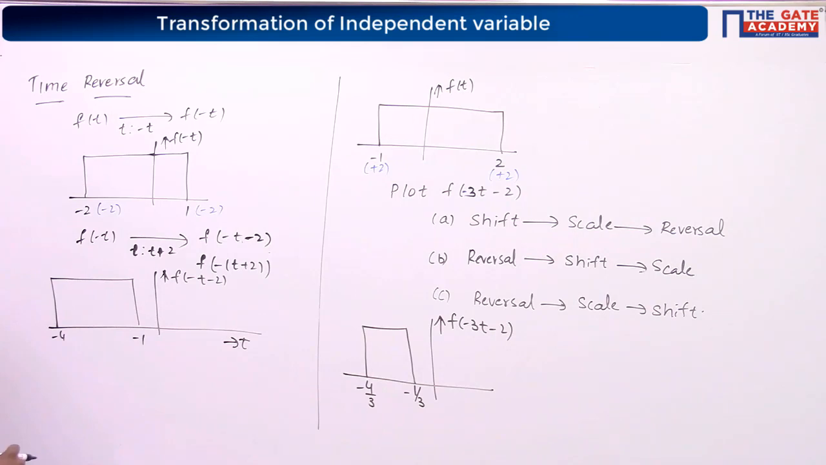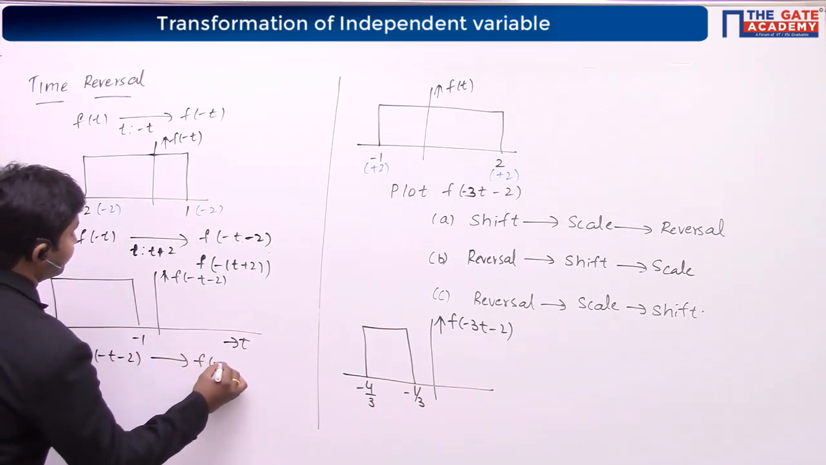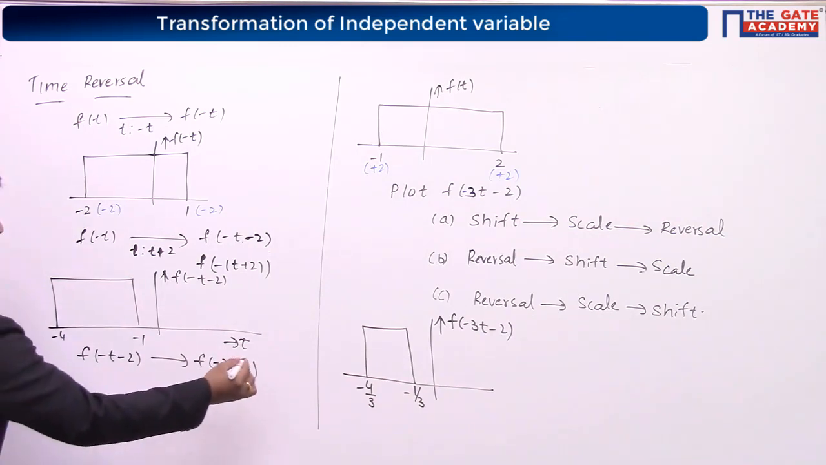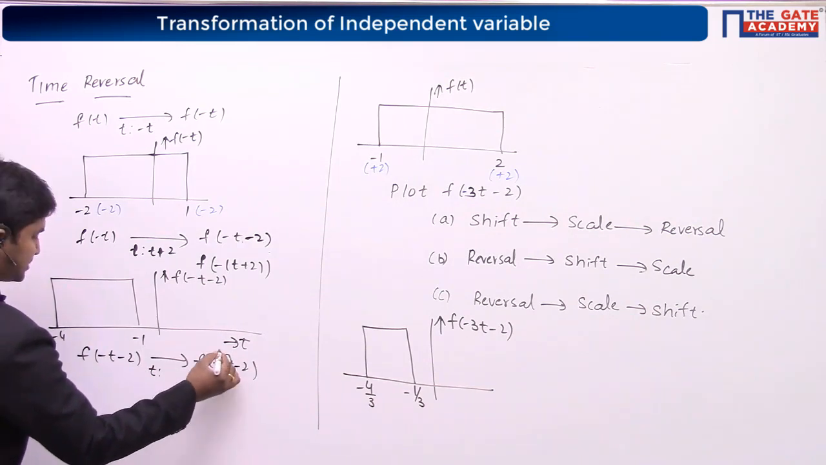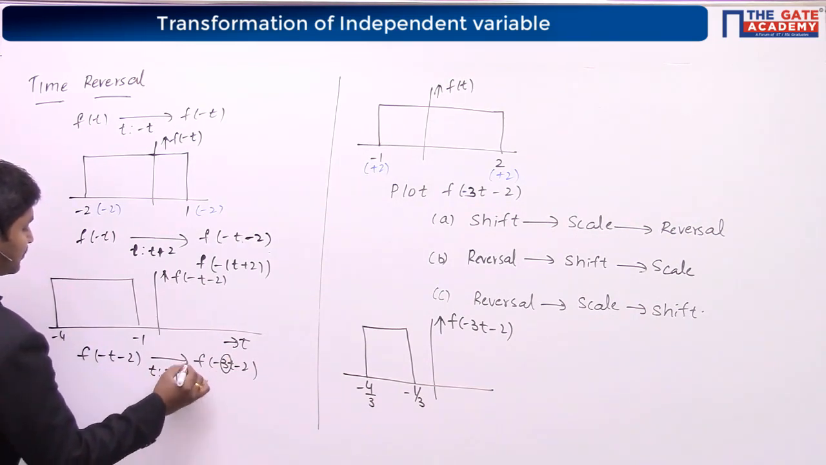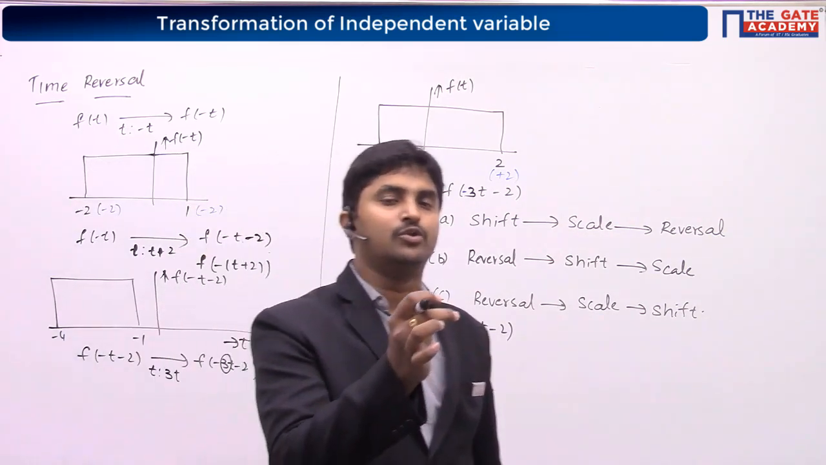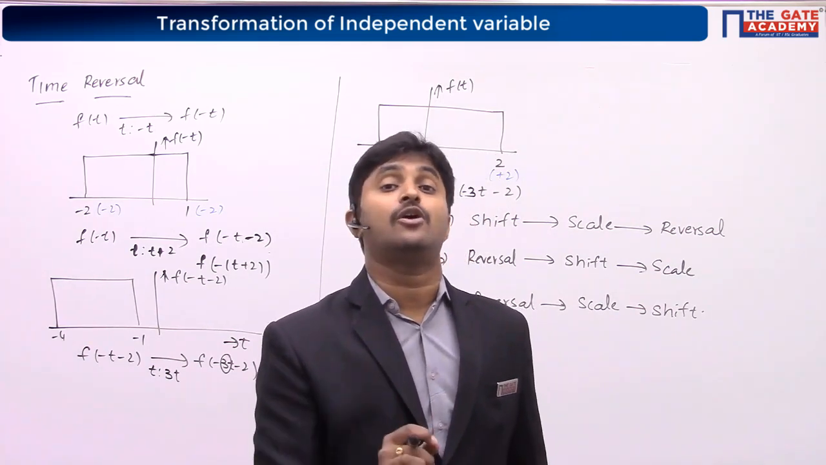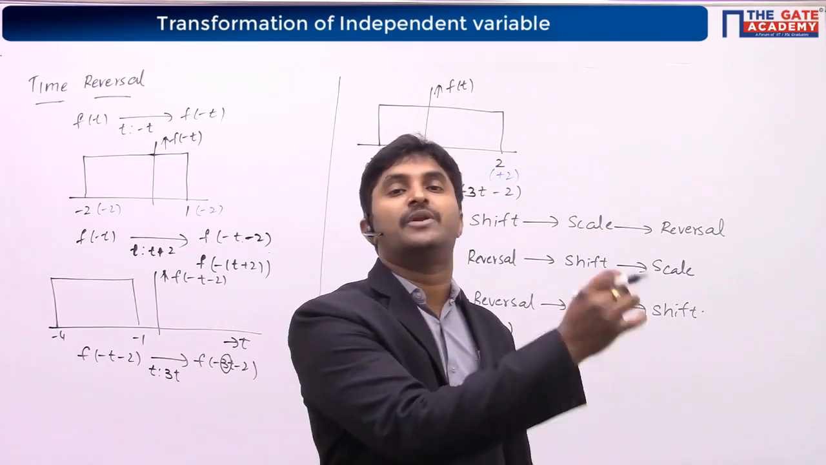The game is not yet over. The last operation is pending. So from f of minus t minus 2, the result I want is f of minus 3t minus 2. Here I can directly blindly go by this. The scaling parameter is going to be 3t. So you can blindly follow whenever you are doing the reversal operation and scaling operation. But whenever you are doing shifting operation, you should not blindly follow, especially if you have already done the reversal operation before.